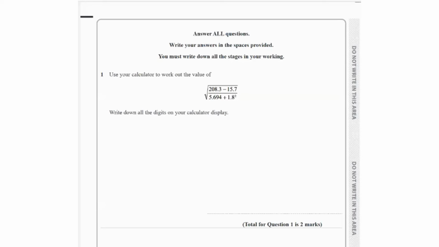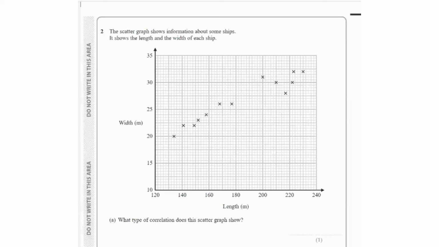First question says to use a calculator to work out the value of 208.3 minus 15.7 over 5.694 plus 1.8, square, whole square root. Write down all the digits on your calculator display. Simple as that, you plug this in the calculator and what you should get is 4.643069. That is your answer.